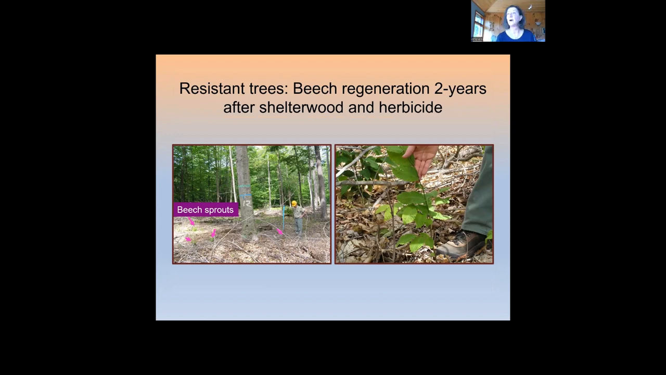Here's a picture of one of our research plots. There's the resistant beech stem. This is after the harvest, and we were looking for sprouting. So this was one of the plots that was herbicided. And where those pink arrows are is the sprouting 2 years later. So it was fine. They came back. You can see the size of it.